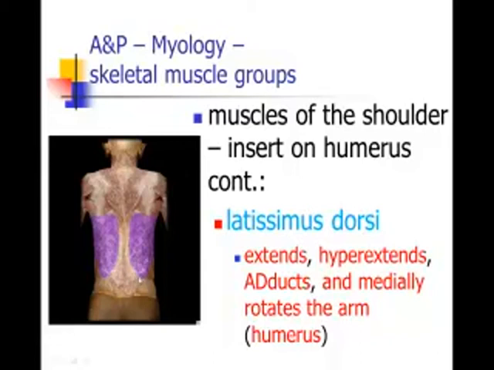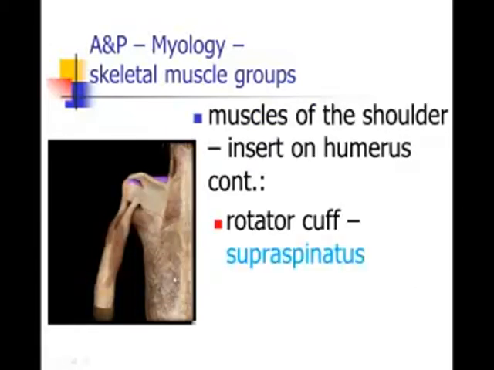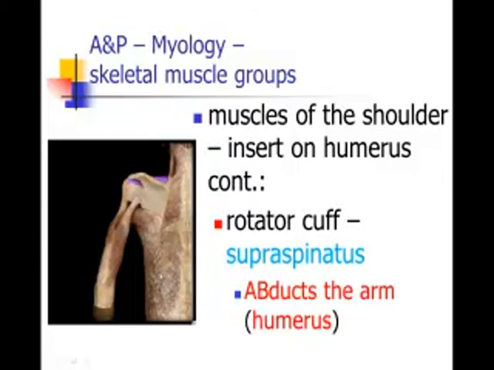You would think of muscles attaching the pelvis would move your lower appendage. But this one does attach there, and it does move the arm. And then we have the rotator cuff muscles. There are 4 of them. We have supraspinatus. Supraspinatus is an abductor of the arm. You can see it up here.